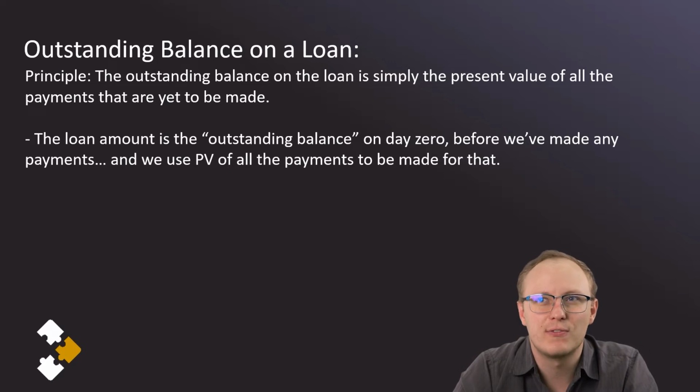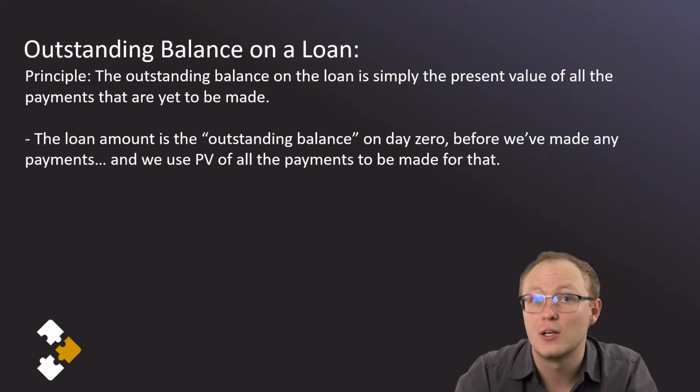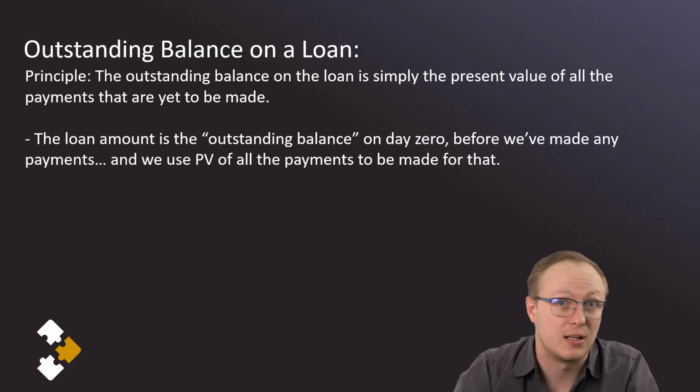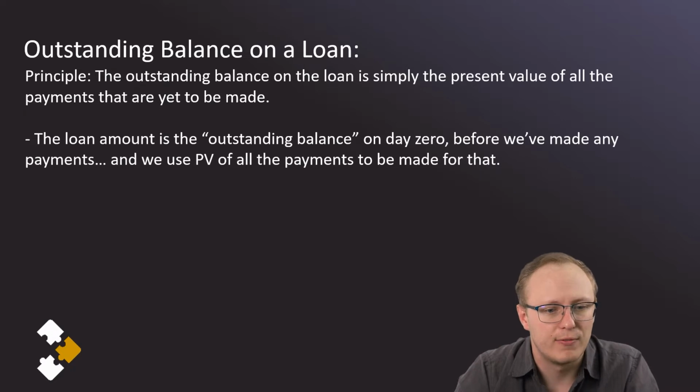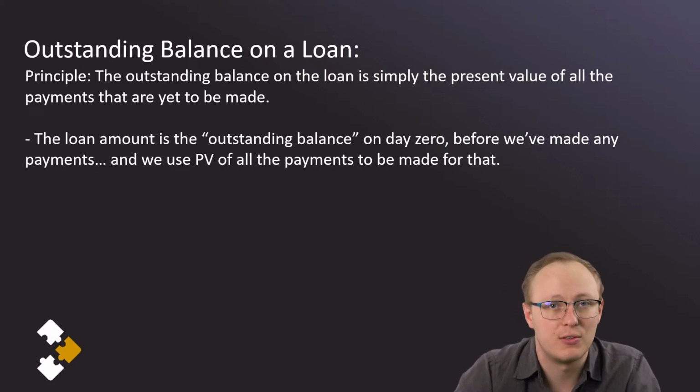And it makes sense that the present value of the payments that you're going to make in the future in order to pay off the loan is going to be equal to the outstanding balance, the amount that you owe. So the loan amount is the outstanding balance on day 0 before we've made any payments, and we use PV of all the payments to be made for that.